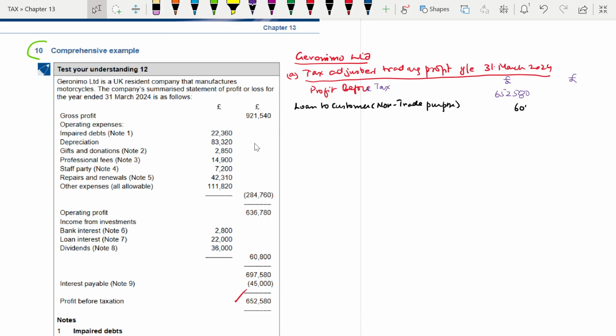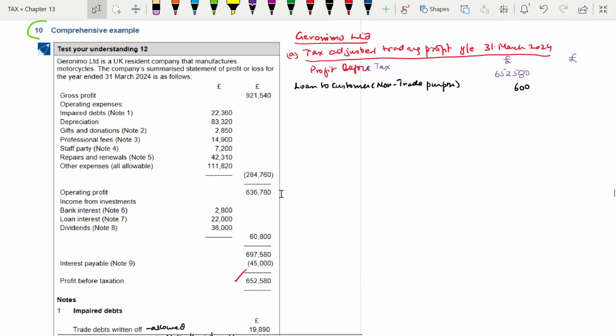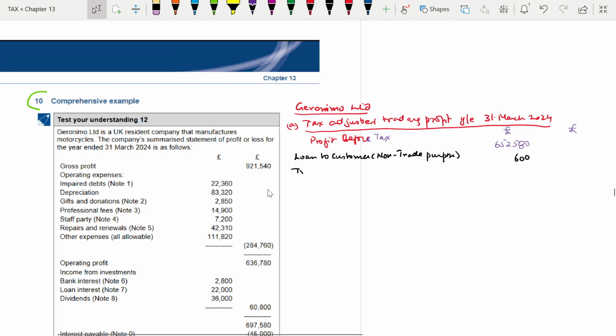How much is there? 600. Trade debts, is it allowed? Okay, trade debt is allowed. Increase in allowance. Okay, trade debtors. If it is not allowed, you have to add it back. Is it right? You have to mention trade debts written off.